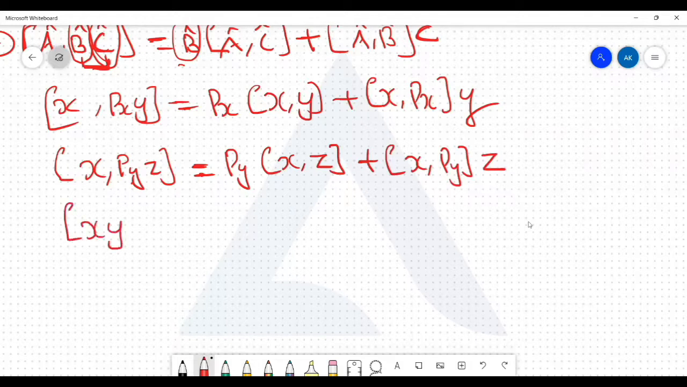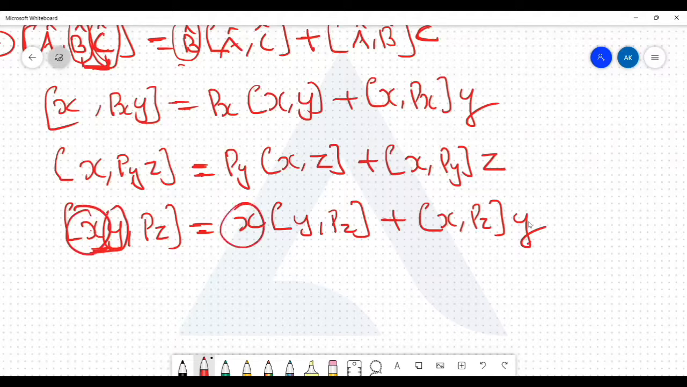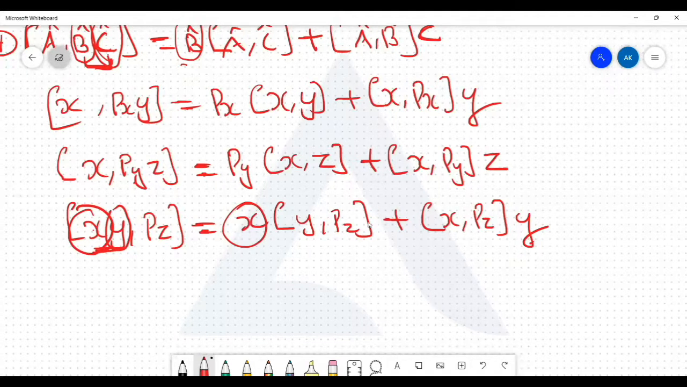Suppose you have x y pz, something like this. How do you write? This is a product, right? x y pz plus x pz y, because y is the second term in the product, so you have to put it here. x is the first term, you have to put it here. So that is all about the commutator of a quantity with its own product.